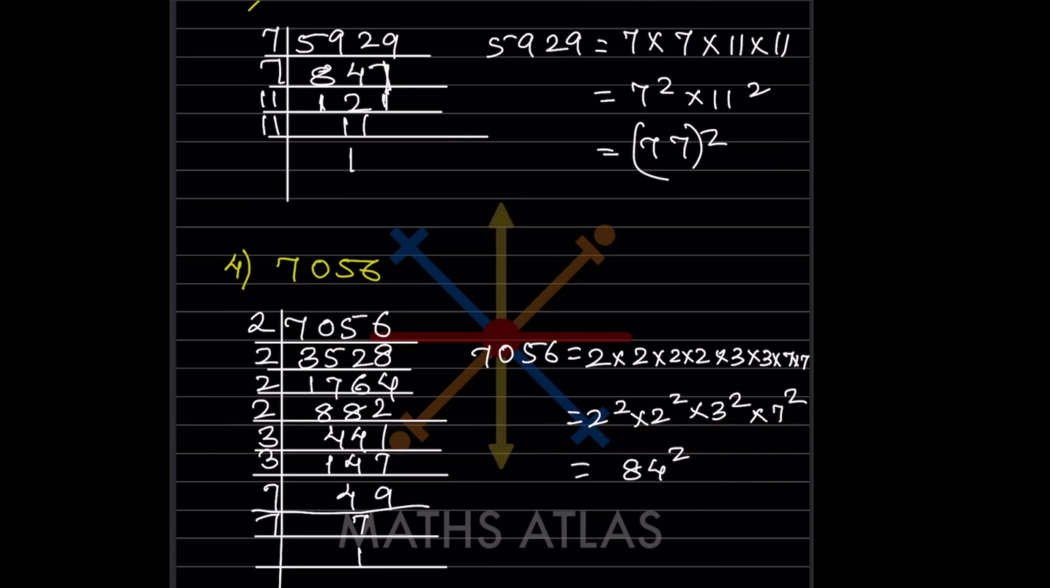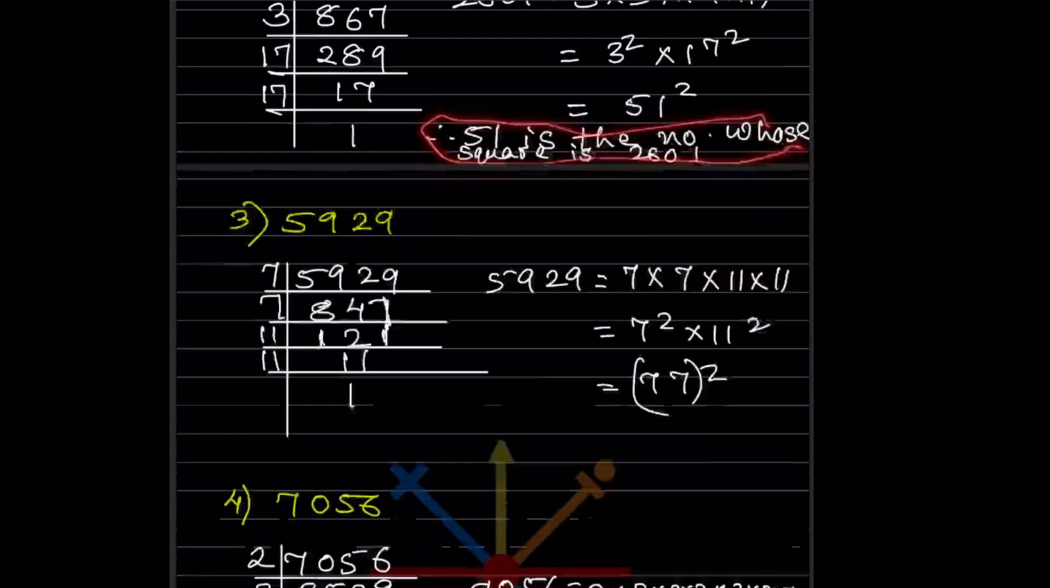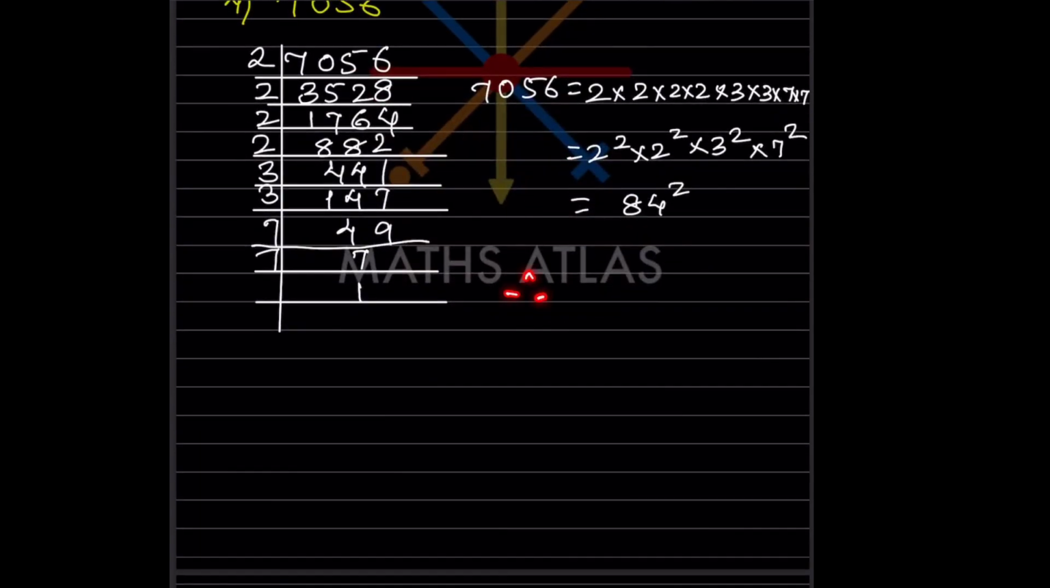So you can write the same way. 84 is the number whose square is 7056, the same pattern. There we should write it, therefore.